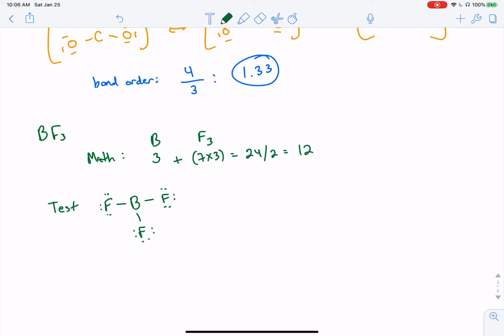looks like this because you don't have to have 8 on B because it has less than 4. So you leave it alone. You don't put lone pairs on there. And when you do that, how many pairs do you have here now? 12. So you're done.